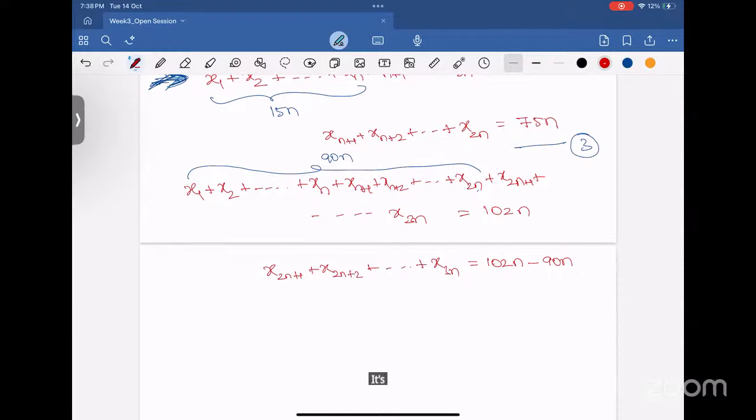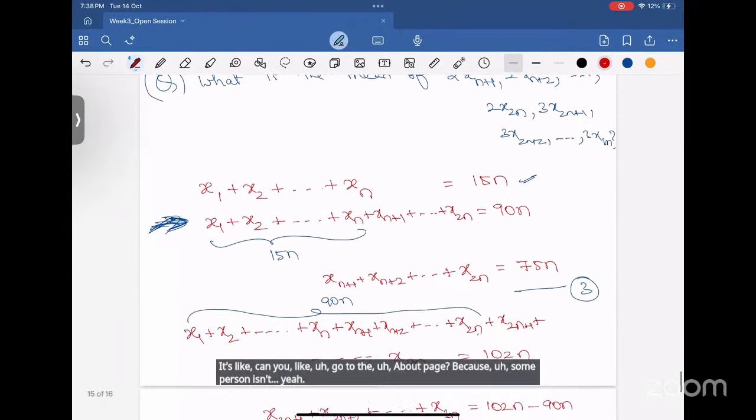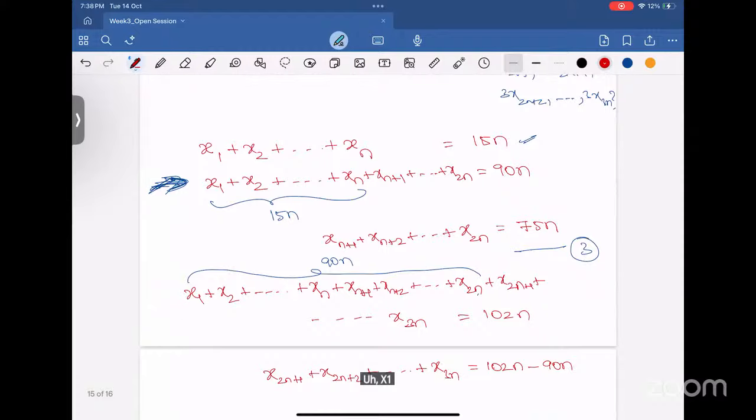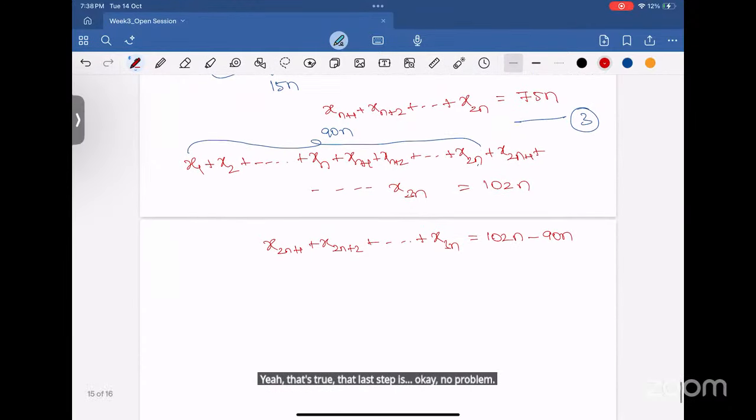Can you go to the above page, because some portion is missing? x1 plus x2 plus and so on to xn is 15n. Correct, right? So this will be 12n. I will call this equation 5. Now carefully see equations 3 and 5. We have the sum from n plus 1 to 2n and 2n plus 1 to 3n.